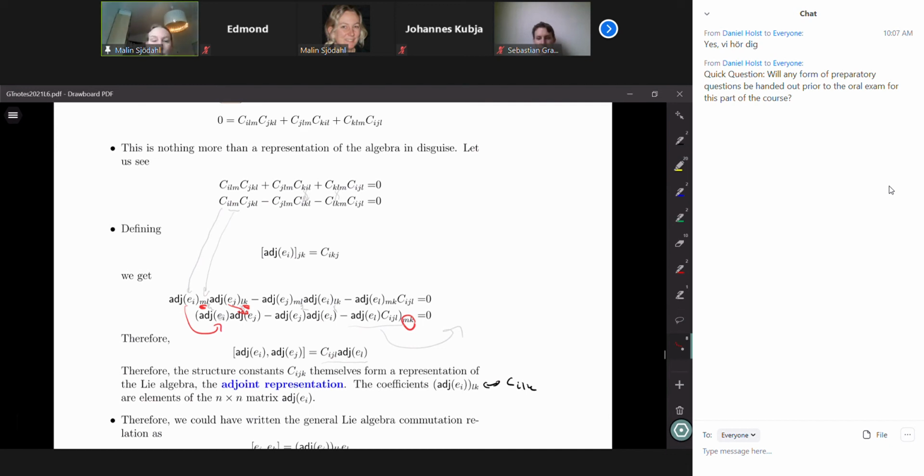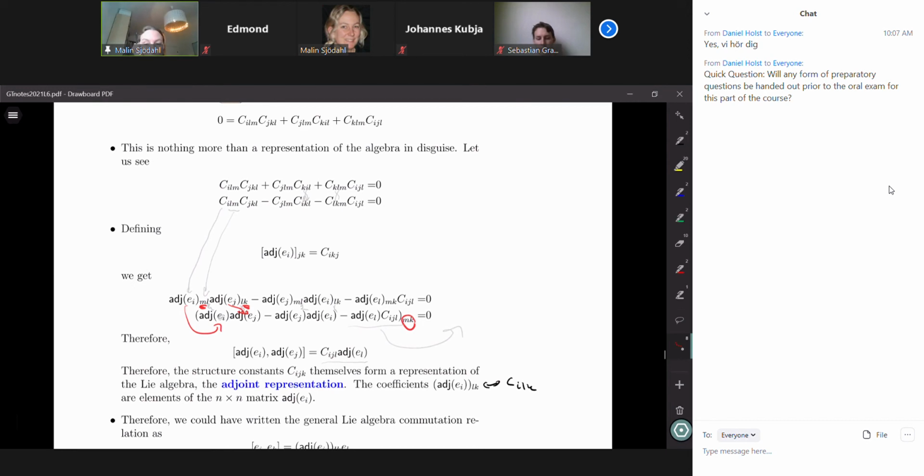So the important finding here is that the structure constants, the CIJL, do themselves form a representation, because this adjoint here was essentially just C. So the structure constants can be used to form a representation. They always give rise to a representation, the adjoint representation.